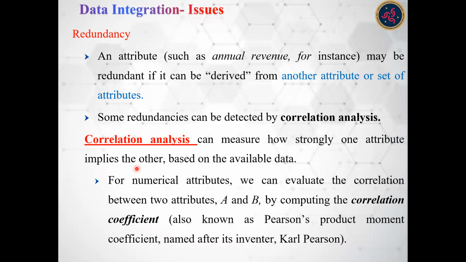Okay, so this is done for numerical attributes, and we can have the correlation between any two attributes, that is A and B. Values should be numerical values. Okay. Then after computing this, we find the correlation by using a correlation coefficient, also known as Pearson's product moment correlation coefficient.